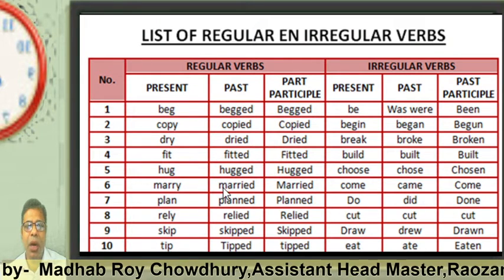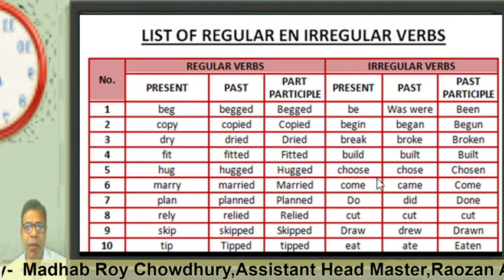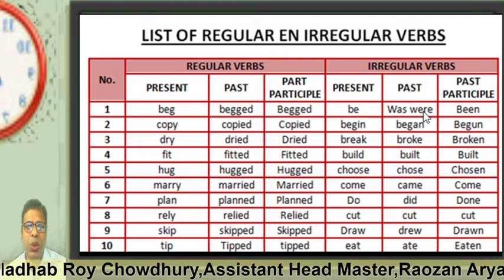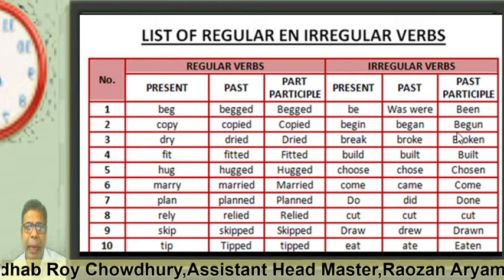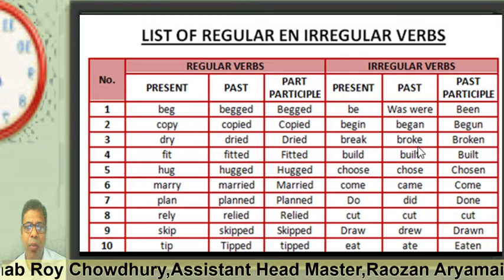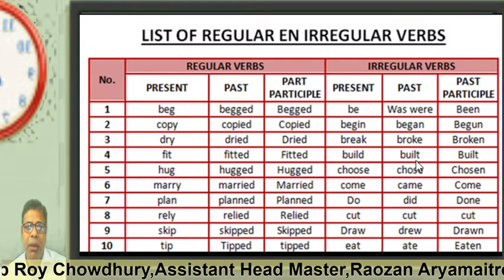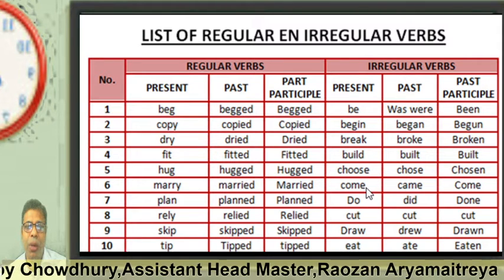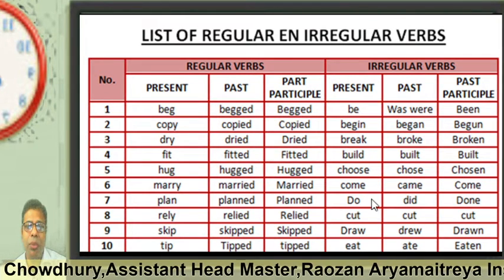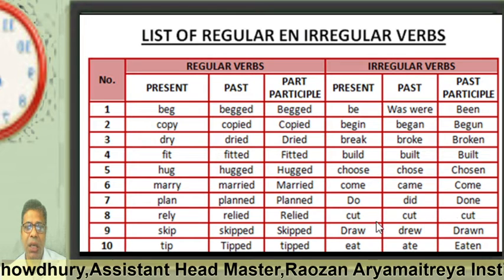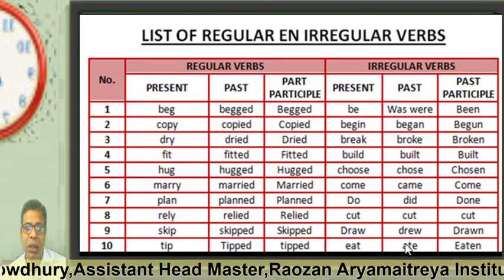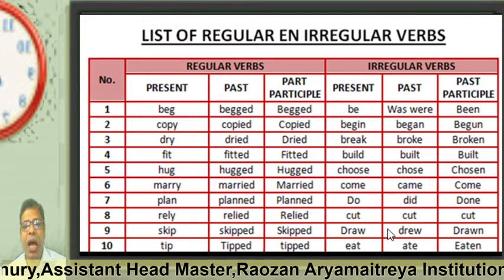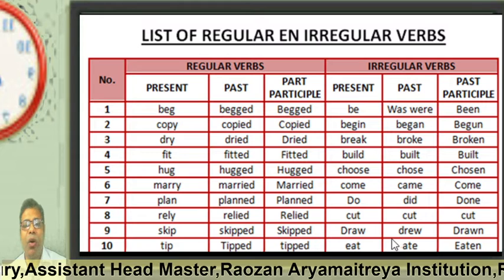So these are the regular verbs. In the case of irregular verbs: be, was/were, been; begin, began, begun; break, broke, broken; build, built, built; choose, chose, chosen; come, came, come; do, did, done; cut, cut, cut; draw, drew, drawn; eat, ate, eaten. I have written only 10 verbs here.